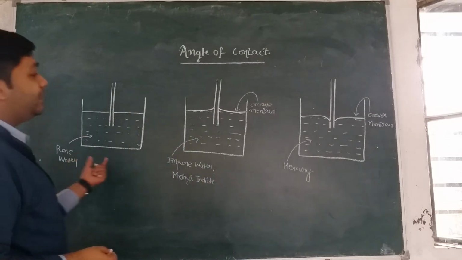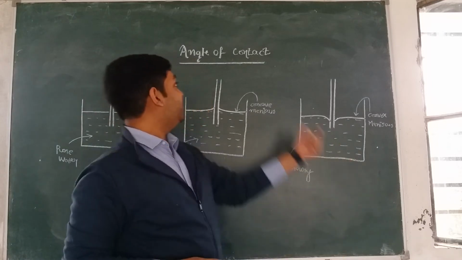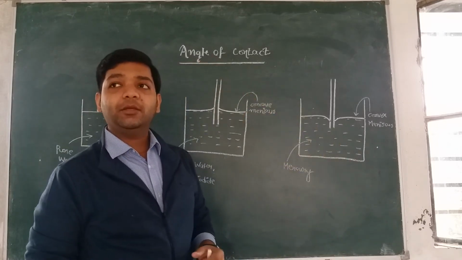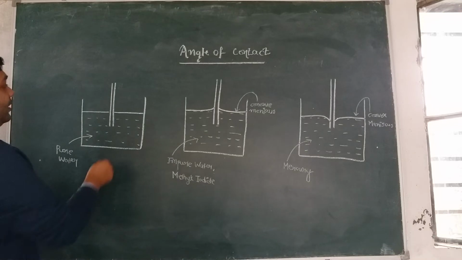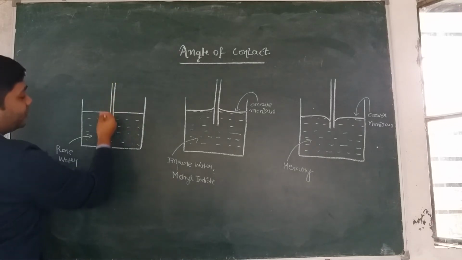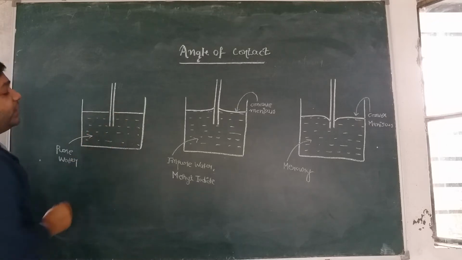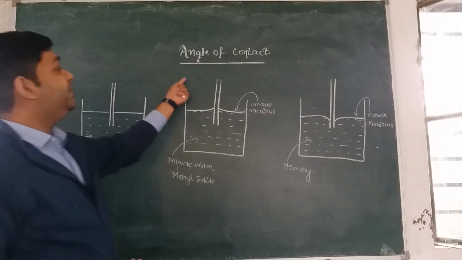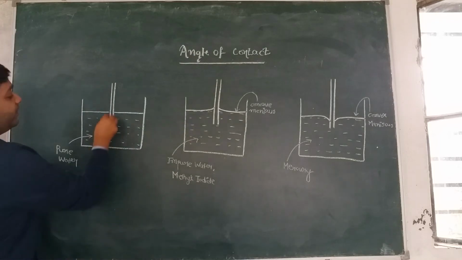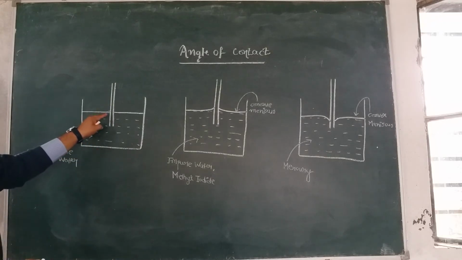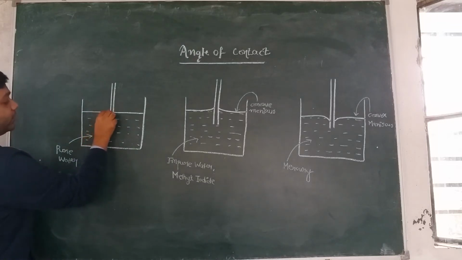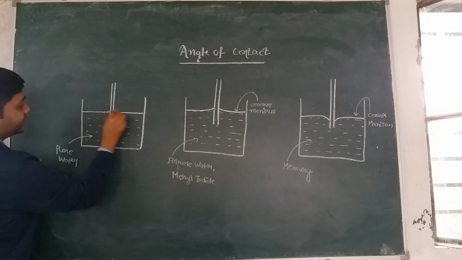So these are the three phenomena that are observed. Right? Now before discussing why this happens, let us define our term angle of contact, also called contact angle. So what is contact angle? Okay? So this is a glass tube, we can call it a solid, and this is the liquid filled inside the container. So to find the angle of contact, what we do, we consider one molecule like this.